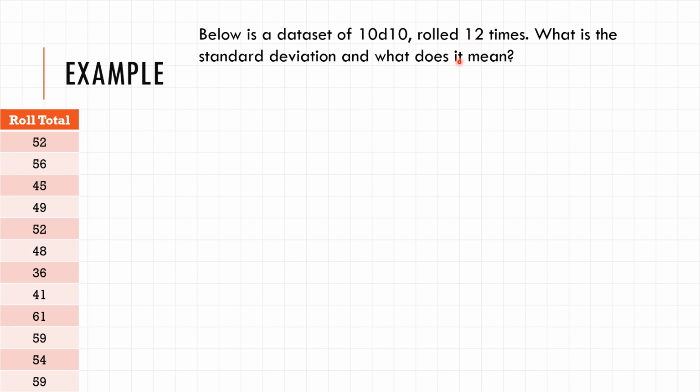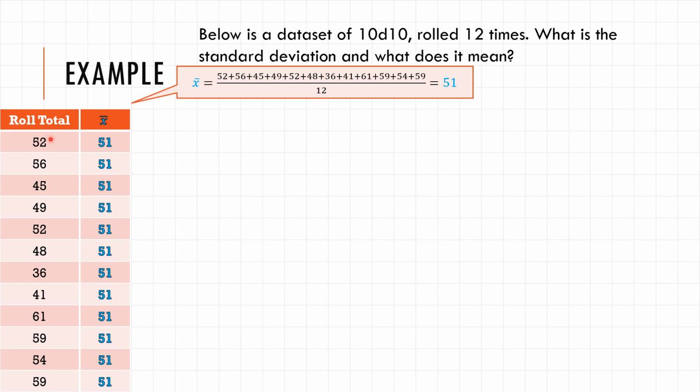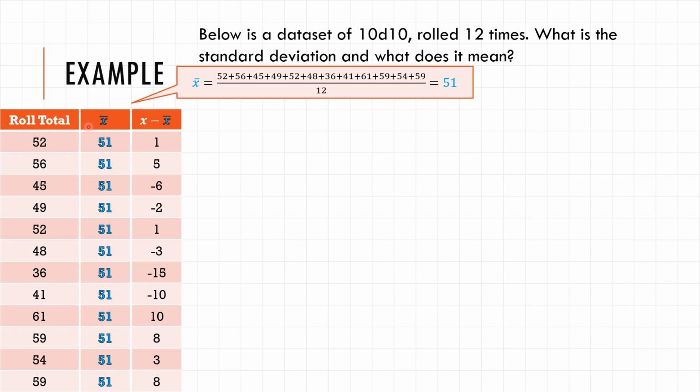Let's interpret it. Well, if we add all of these up and we divide it by 12, we're looking for x bar, the mean of this data. And I find out that that is 51. So I've written 51 down in this column. The next step to calculating standard deviation is to subtract these two numbers. So 52 minus 51 is 1. 56 minus 51 is 5.